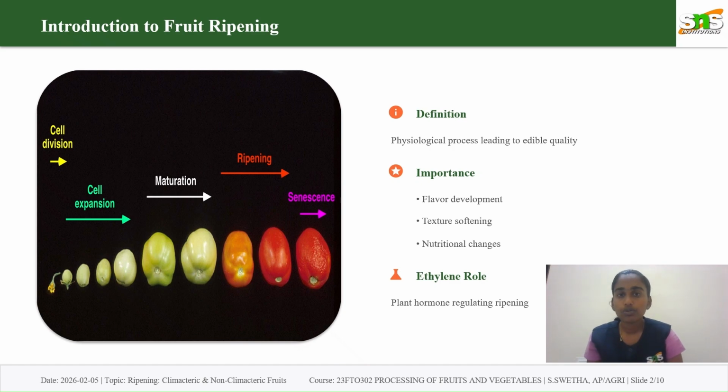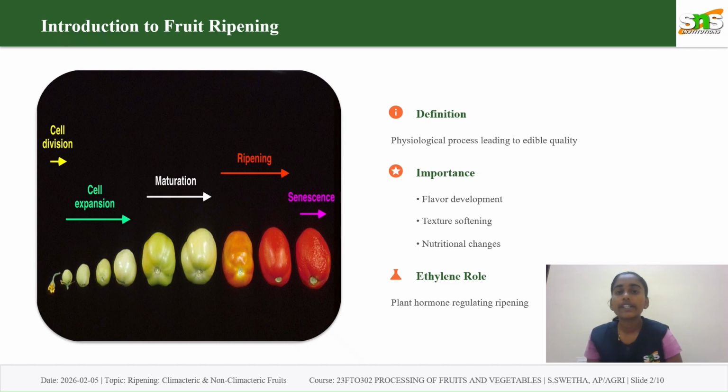We all know fruit ripening is nothing but whenever the fruit is ready to harvest. It is a physiological process leading to an edible quality for our purpose. So, what is the importance of fruit ripening? It brings flavor development, texture softening, and nutritional changes. And ethylene plays a vital role.